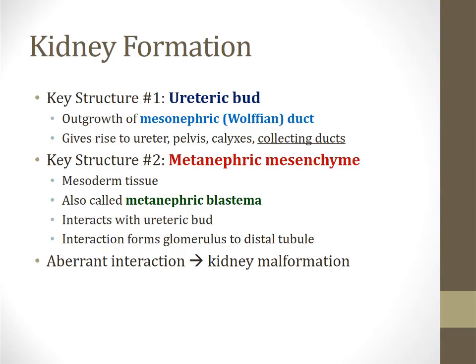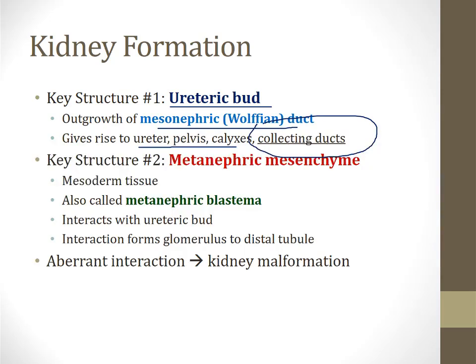So there are 2 key structures involved in forming the permanent adult kidney. The first one is called the ureteric bud. This is an outgrowth of the mesonephric or Wolffian duct, as I just showed in my drawing. It grows out of the caudal end of the mesonephric duct, and it will eventually give rise to much of the urinary collecting system, like the ureters, the urinary pelvis, the urinary calyces. Also, in terms of the nephrons, it gives rise to the collecting ducts, and I'll talk more about that in a minute.